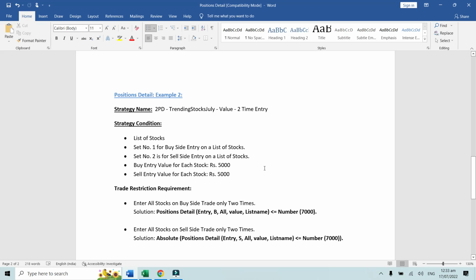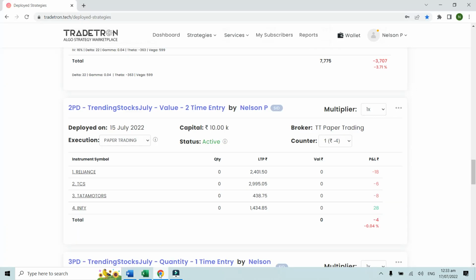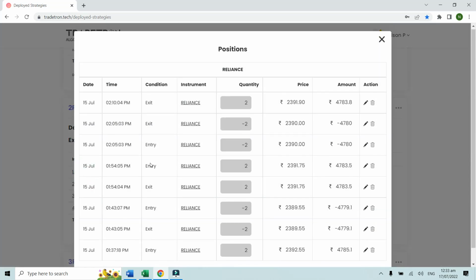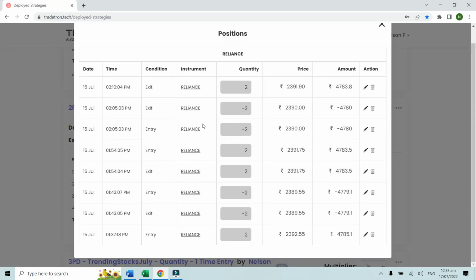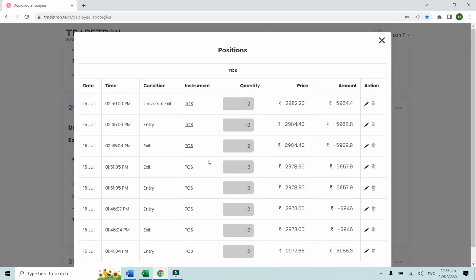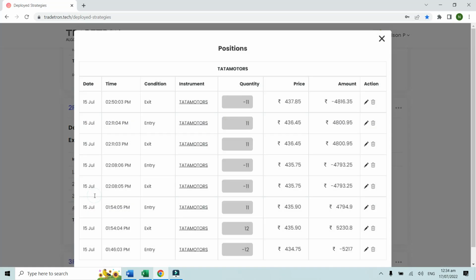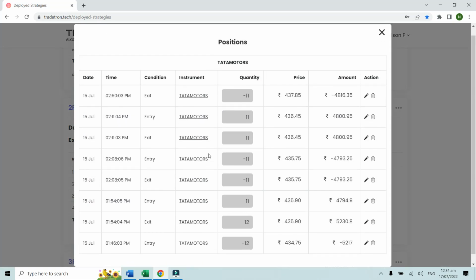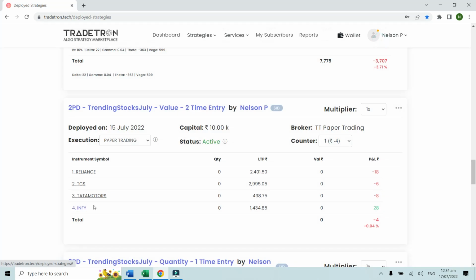So I will show you with an example how we have also constructed this strategy. Over here, this is the strategy that we are discussing right now, 2PD trending stocks value 2-time entry. All right. So as you can see over here, let me just show you the trades that have happened. It has taken entry in Reliance 2 times on the buy side and 2 times on the sell side. Similarly for TCS also, it has done that. We will check the trades in detail at a later stage in the video. Similarly on Tata Motors also it has done the same, and also on the Infosys side.